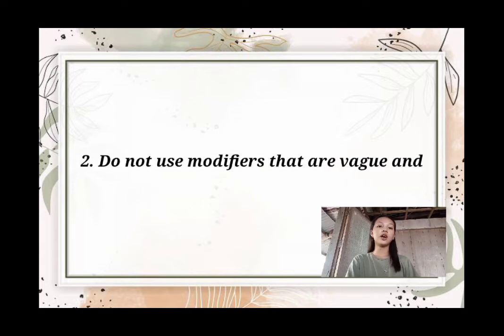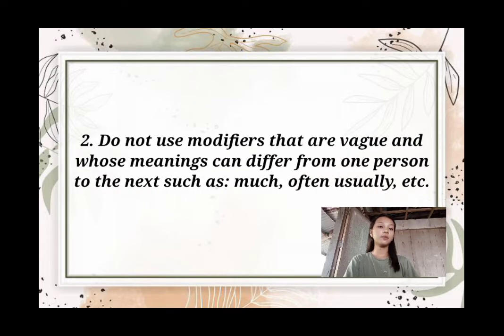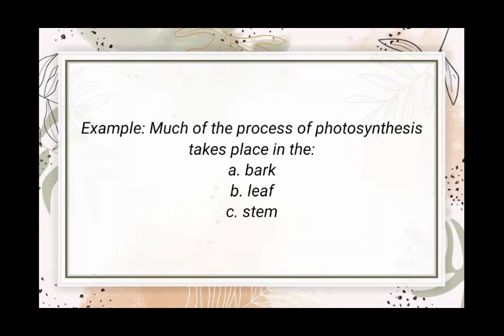Number 2. Do not use modifiers that are vague and whose meaning can differ from one person to the next, such as much, often, usually, etc. Example: the qualifier much is vague and could have been replaced by more specific qualifiers like 90% of the photosynthesis process or some similar phrase that would be more precise. Be quantitative.